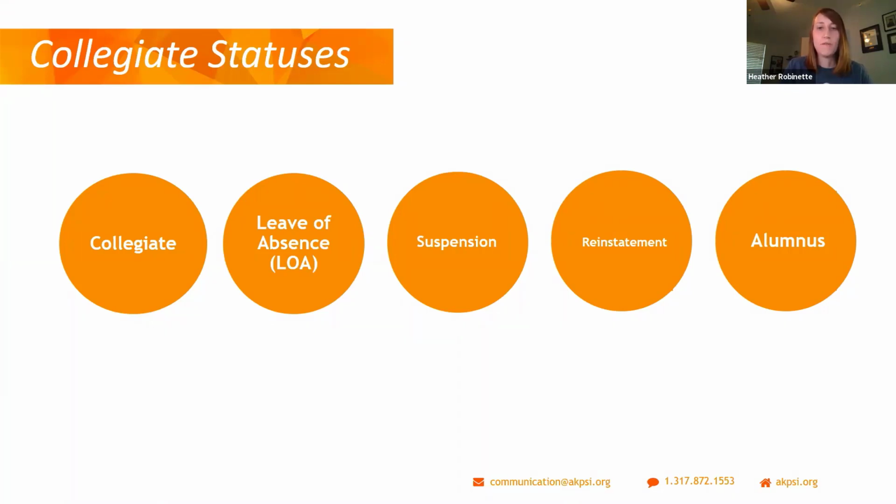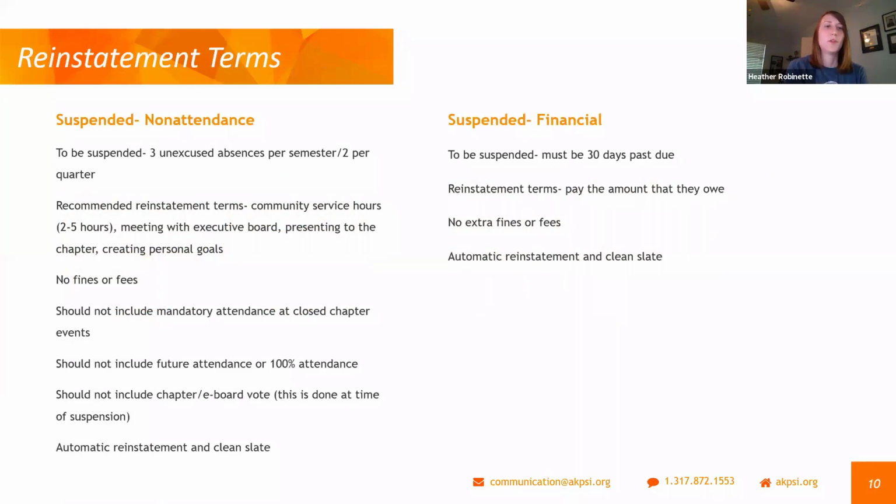And lastly, we have the alumnus status. This is typically when someone graduates, but it can also be when someone transfers or leaves the school for whatever reason. So next we're going to talk about the reinstatement terms. So for suspension, as I said earlier, to be suspended, it's 3 unexcused absences per semester and 2 per quarter.